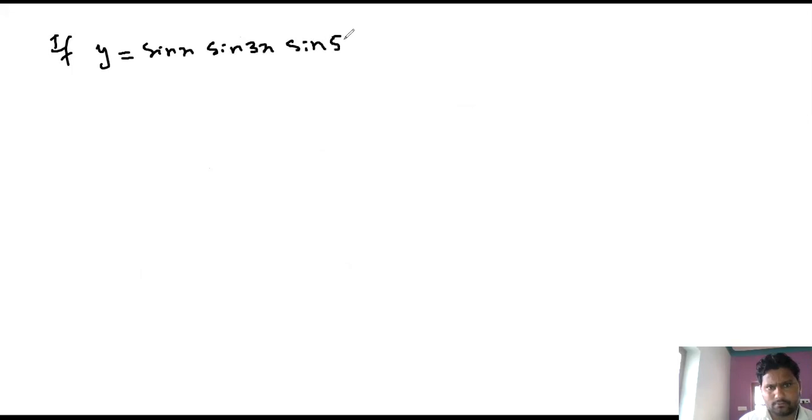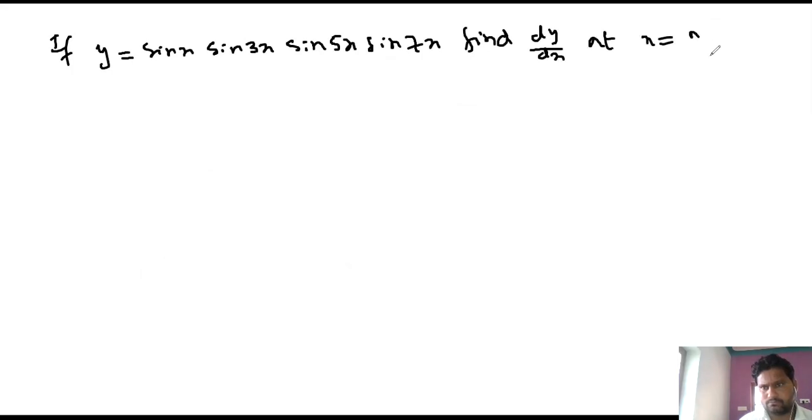That is, if y is equal to sin x into sin 3x into sin 5x into sin 7x, find dy by dx at x equal to pi by 2.